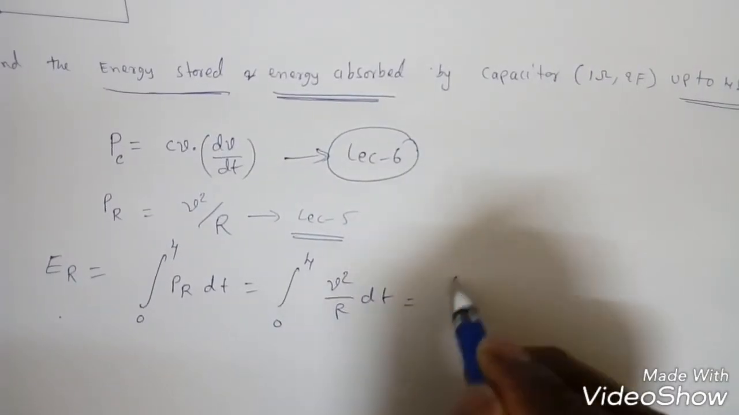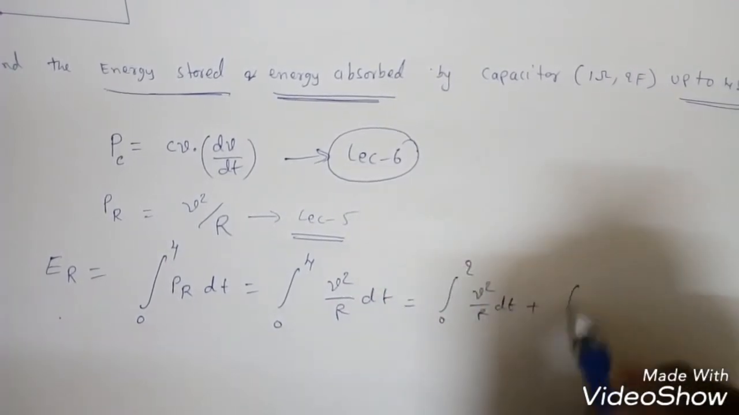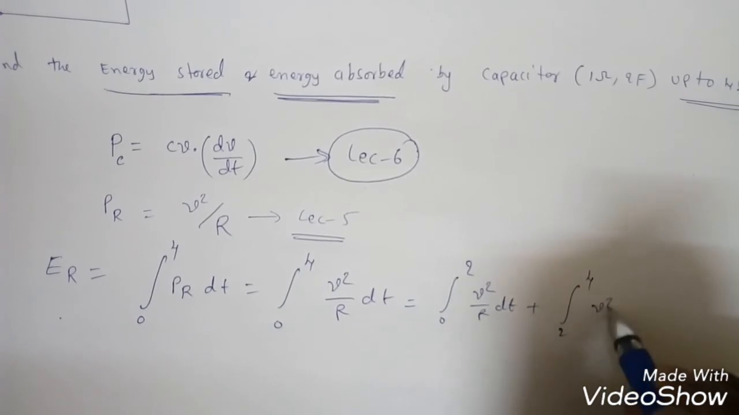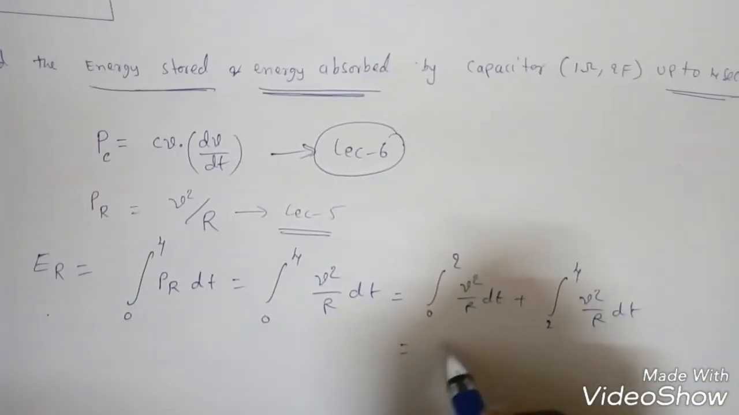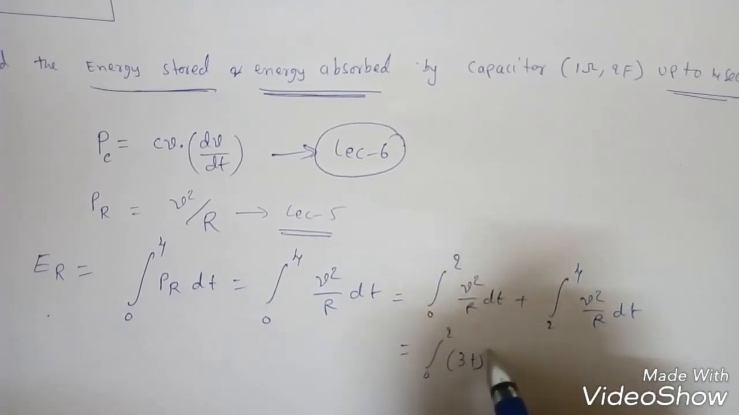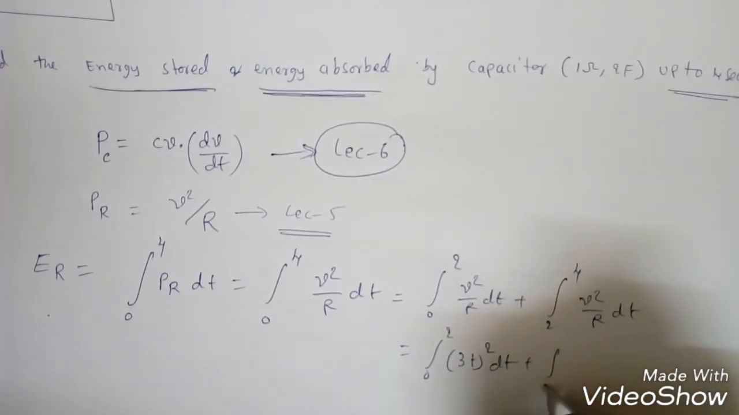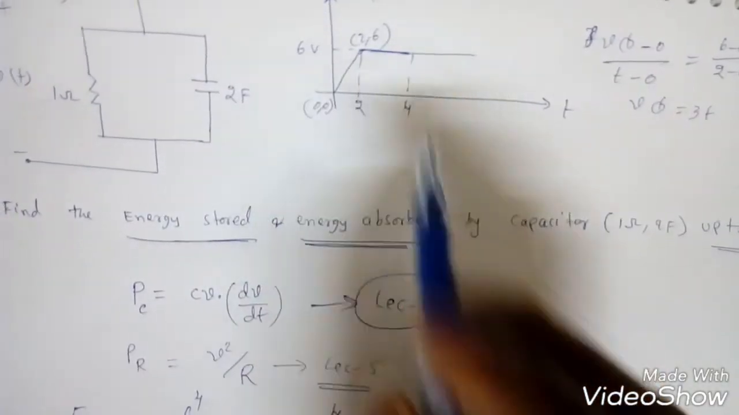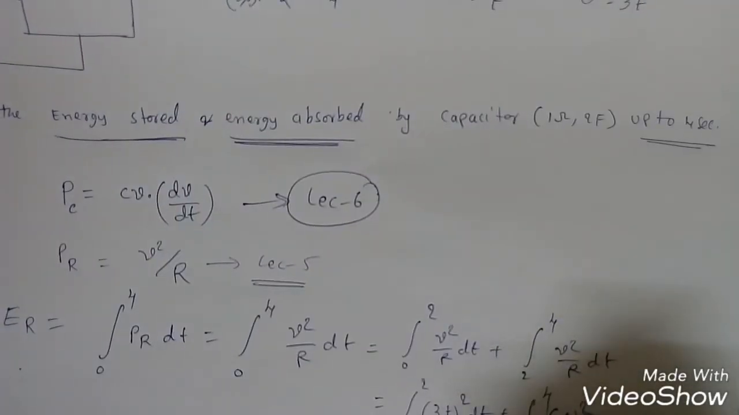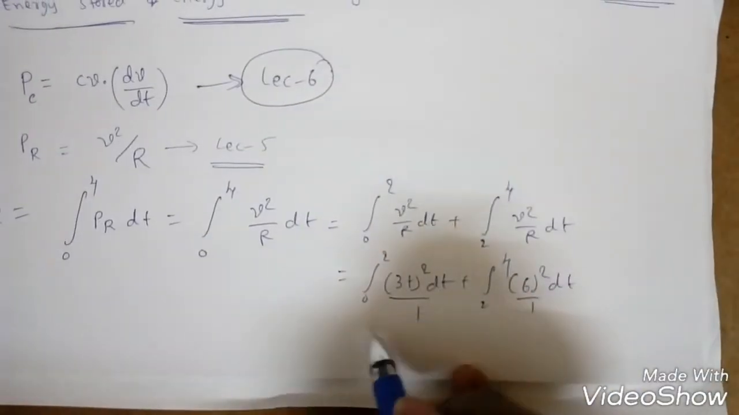So 0 to 2 of V square by R dt plus 2 to 4 of V square by R dt. Now what is R? It's 1 ohm only. From 0 to 2, v of t is 3t, as we found already, so (3t) squared dt, plus the same from 2 to 4, where v is constant. From 2 to 4 it is 6 volts, so 6 square into dt by 1. Now how to solve this one?